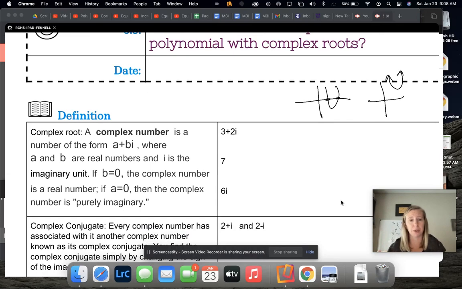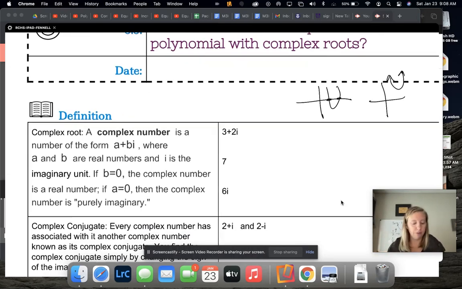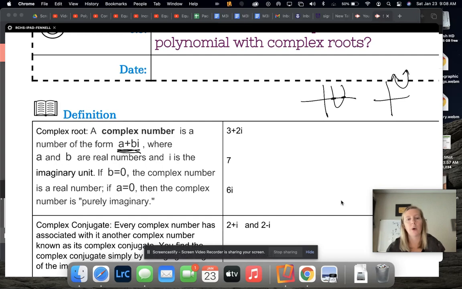So what is a complex root or a complex number? It is in the form of a plus bi. So this allows for those imaginary numbers. A is a real number, and then we add the imaginary unit, the bi. Now, keep in mind, technically the number 7, for example, could be considered a complex number. It's just plus 0 i's. So that's just how the form is. And then same thing over here, 0 would be your a value plus 6i. So that's also a complex root or a complex number.